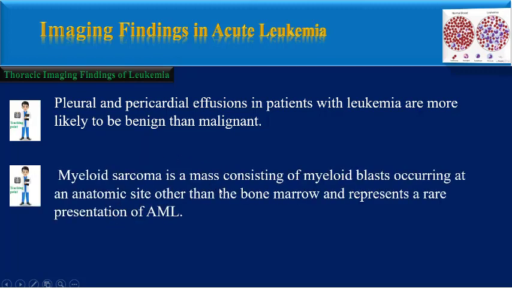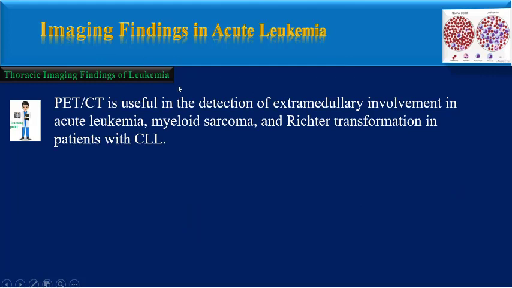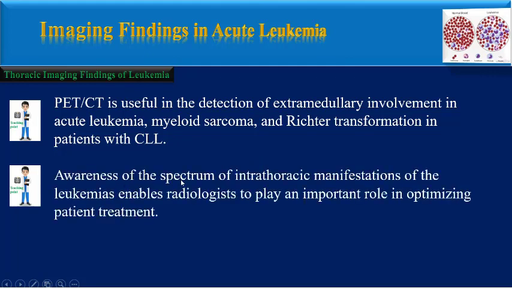Myeloid sarcoma is a mass consisting of myeloid blasts occurring at an anatomic site other than the bone marrow and represents a rare presentation of AML. PET-CT is useful in the detection of extramedullary involvement in acute leukemia, myeloid sarcoma, and Richter transformation in patients with CLL. Awareness of the spectrum of intrathoracic manifestations of leukemias enables radiologists to play an important role in optimizing patient treatment.